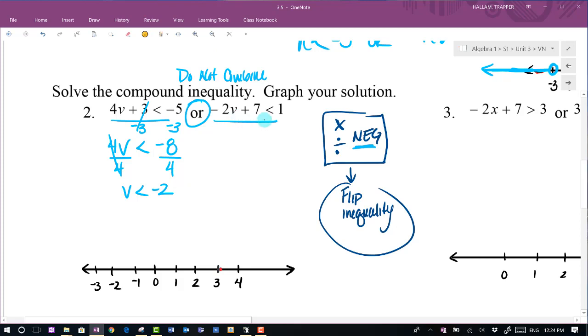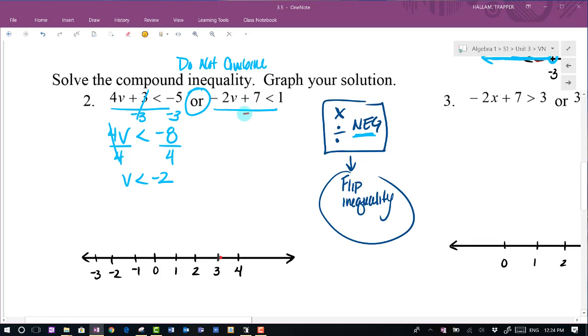I'll switch colors. Moving to the other side, here's the v that we're solving for. -2v plus 7 is less than 1. So again, let's go ahead and subtract that 7 off, doing reverse order of operations, leaving us a -2v. Those are now gone, turn to 0, and we're left with a -6 on the right. Now, we are going to divide this -2 away. It's going to turn to 1.